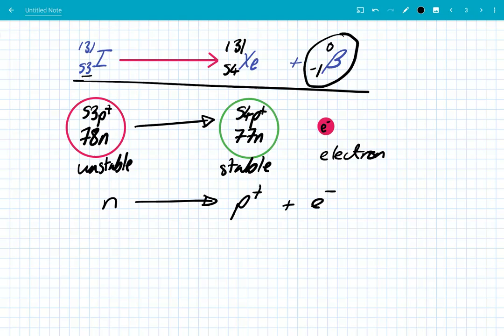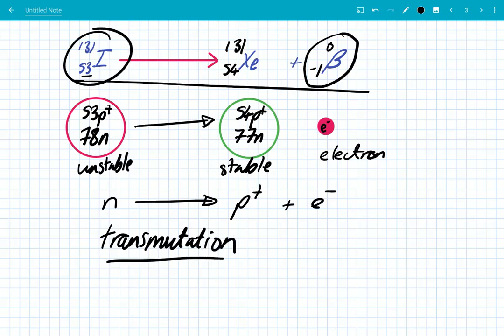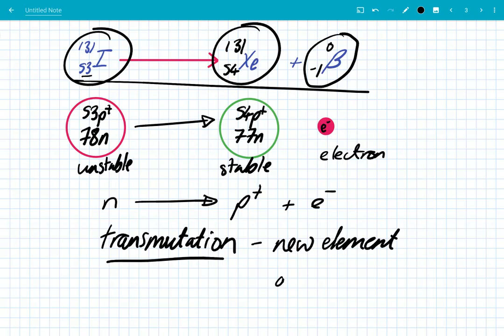And it's the fact that what is happening is transmutation. And this occurs in every single beta decay. We started off with iodine and we ended up with xenon. A new element is made. And that's because the proton number, the atomic number, has increased by 1. And if you change the atomic number, then you change what element that you have. So we started off with an isotope of iodine and we end up with an isotope of xenon.